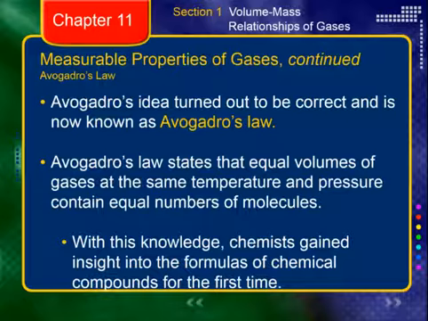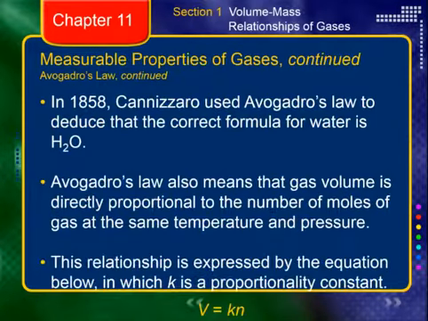So with this knowledge, chemists gained insight into the formulas of chemical compounds for the very first time. For example, in 1858, Cannizzaro used Avogadro's law to deduce that the correct formula for water was actually H2O. That was unknown before this time. Avogadro's law also means that gas volume is directly proportional to the number of moles of a gas at the same temperature and pressure. Okay, let's unpack that.